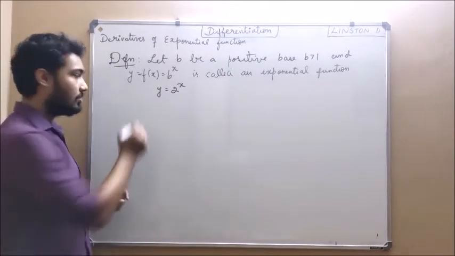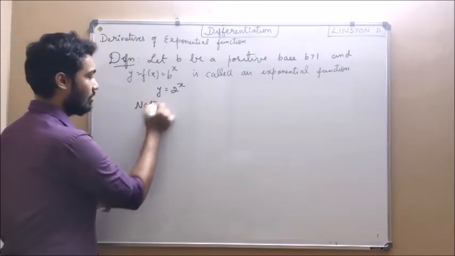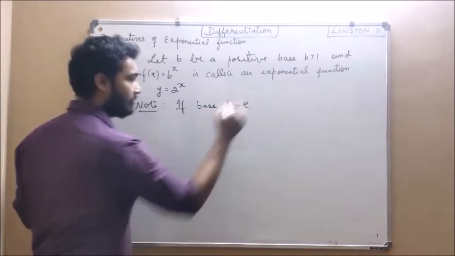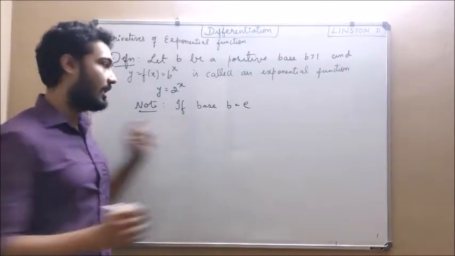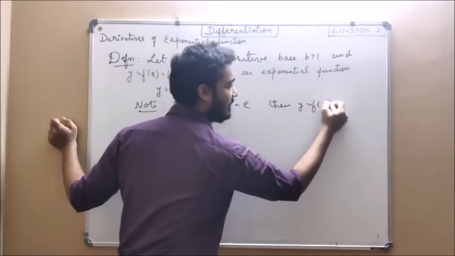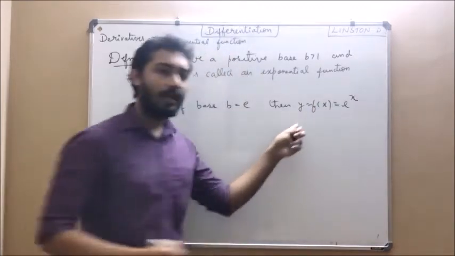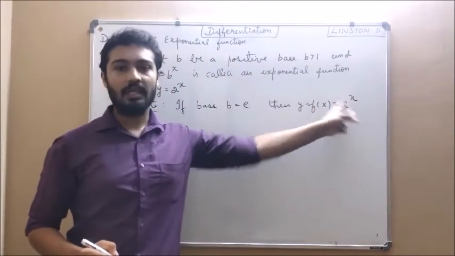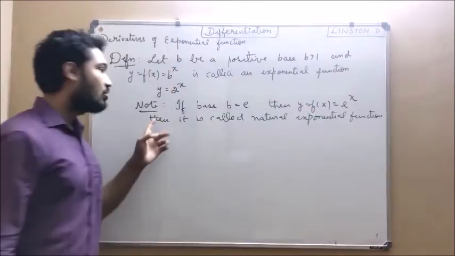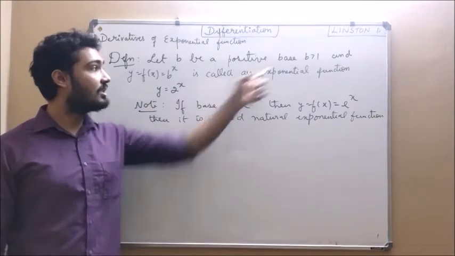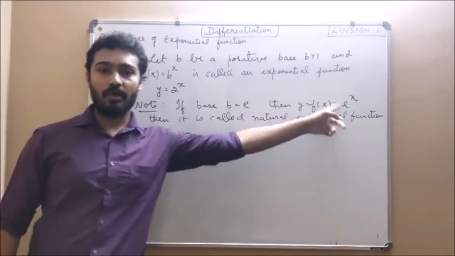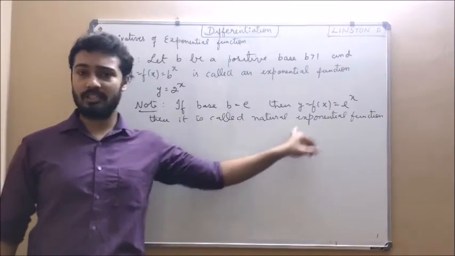Now we have a note. If base b equal to e, then y equal to f of x equal to e power x. Then this function is called the natural exponential function. So note number 1, if the base b equal to e, then y equal to f of x equal to e power x is called a natural exponential function.